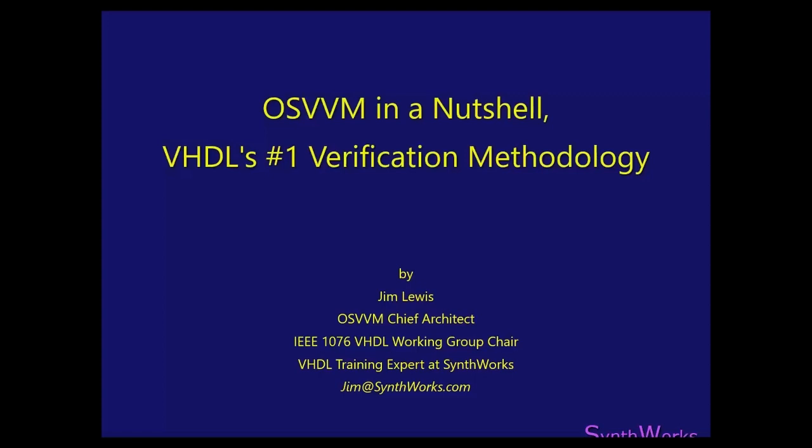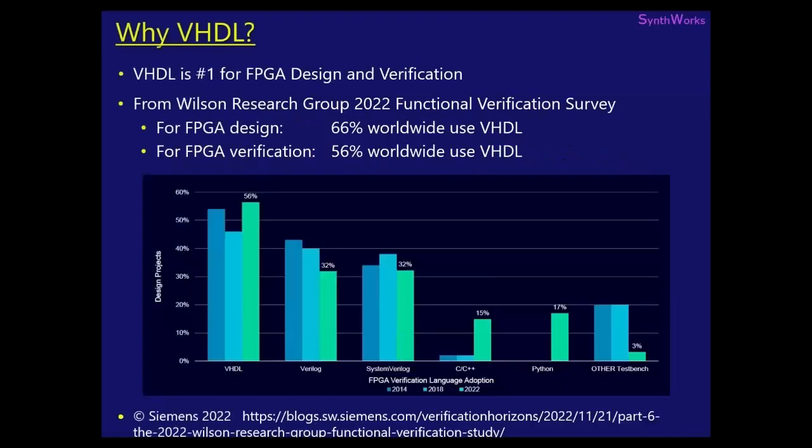What is VHDL's #1 verification methodology? If you're looking for an alternative to System Verilog because you have a VHDL design house, you've come to the right presentation. All right, so what we hear from many people in the crowd is why VHDL? Well, if we look at the Wilson Research Group 2022 Functional Verification Survey, sponsored by Siemens, we see that for FPGA design, 66% worldwide use VHDL. And for FPGA verification, 56% worldwide use VHDL.